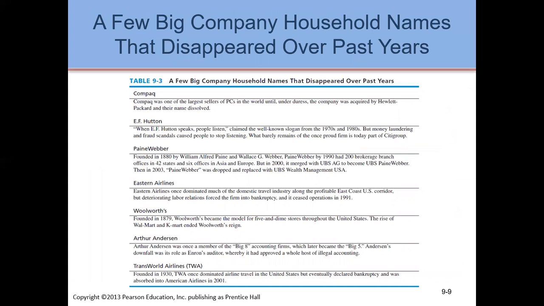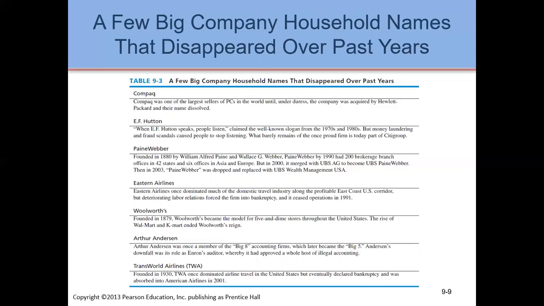Looking back into history, a few big company household names disappeared over past years, and they do have certain issues related with them. They must be suffering from strategic myopia. They must have committed certain rigidities. They must have avoided change, which was an inevitable phenomenon. So the examples we have are, number one, Compaq. Compaq was one of the largest sellers of PCs in the world until, under duress, the company was acquired by Hewlett Packard and their name dissolved.